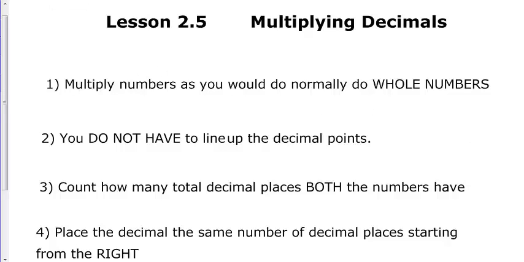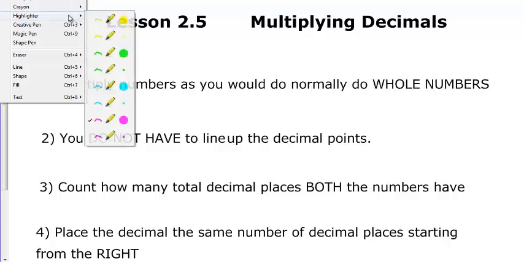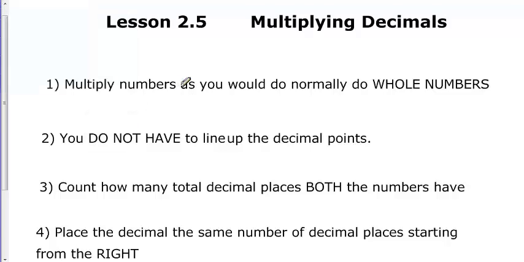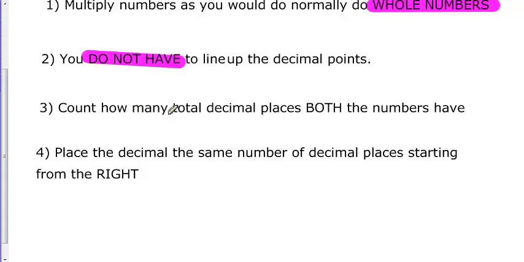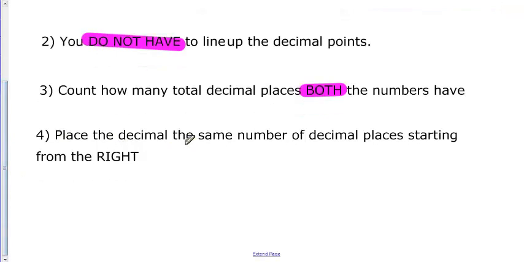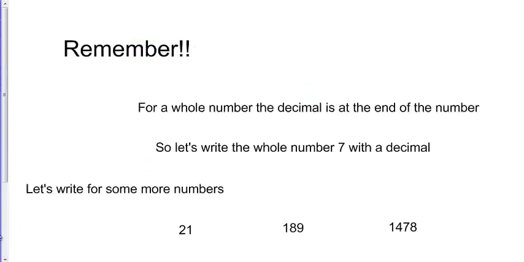In order to multiply decimals, we would multiply numbers just like any whole numbers. Remember, we do not have to line up the decimal points. One thing we have to do is count how many total decimal places both the numbers have, and then place the decimal the same number of decimal places starting from the right. We are going to do a few examples.